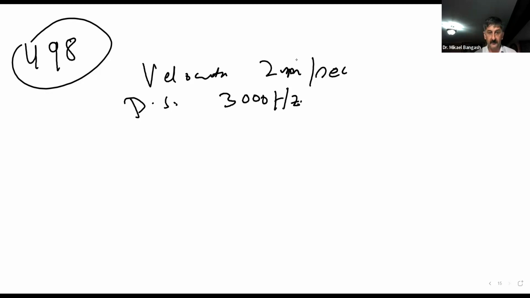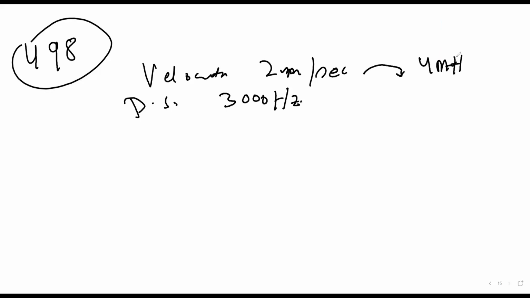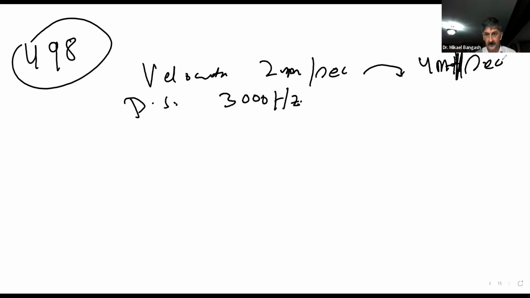So if you increase the velocity of blood from 2 meters per second to 4 meters per second, the question asks what your new Doppler shift is going to be.